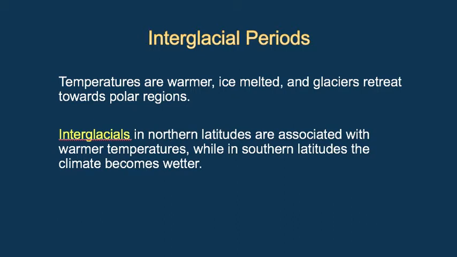In these interglacial periods, the temperatures get warmer, the ice sheets melt, the glaciers get smaller and retreat towards the poles, and we have much more temperate climates in the northern latitudes. So we have warmer climates, human populations can move into those areas, and then in the southern latitudes closer to the equator, the climate becomes wetter.